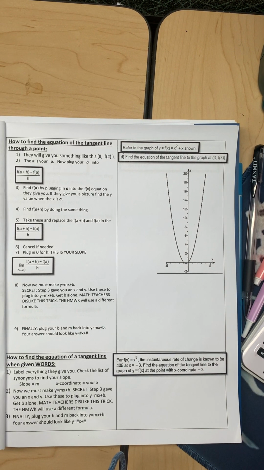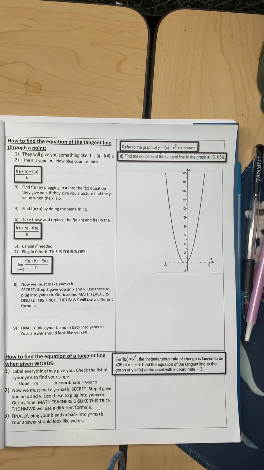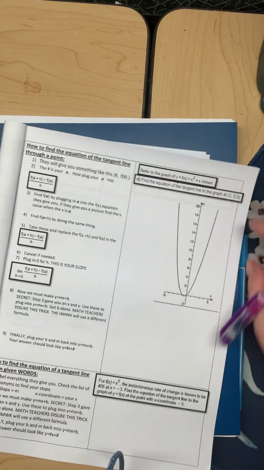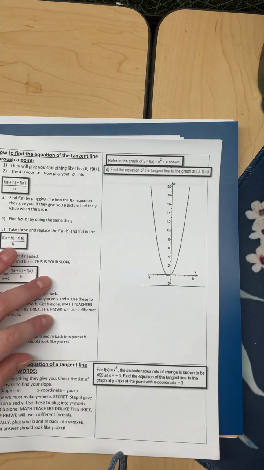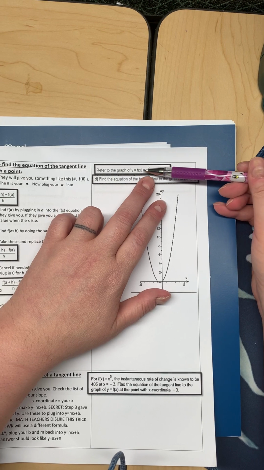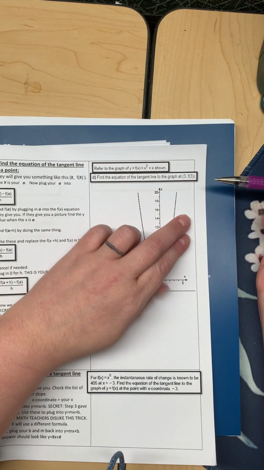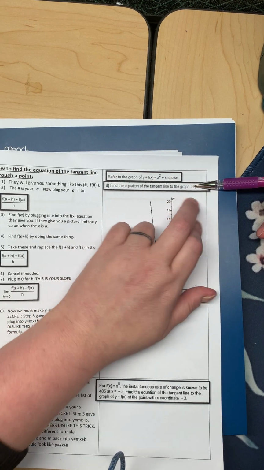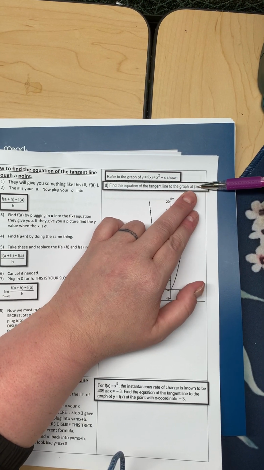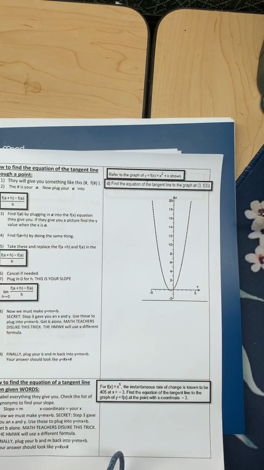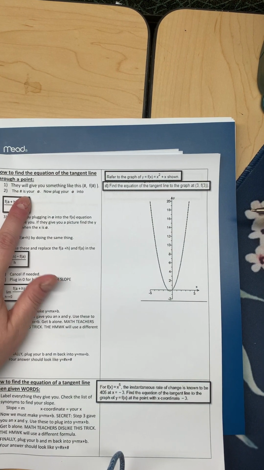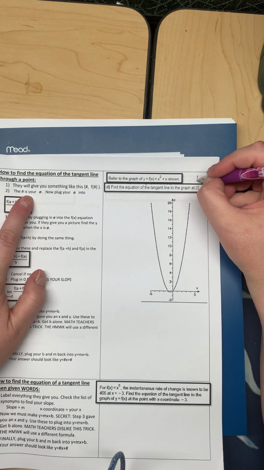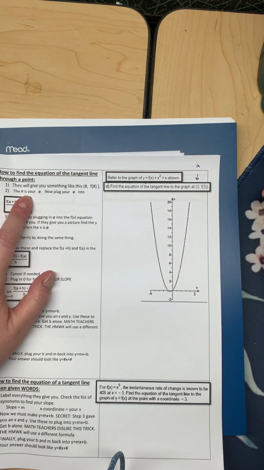Okay, so they will give you something that looks like number, comma, f of a number. And here's an example. It says f of x equals x squared plus x. And then they say find the equation of the tangent line to the graph of 3, comma, f of 3. So step 2 says that number is your a. So this 3 is a.